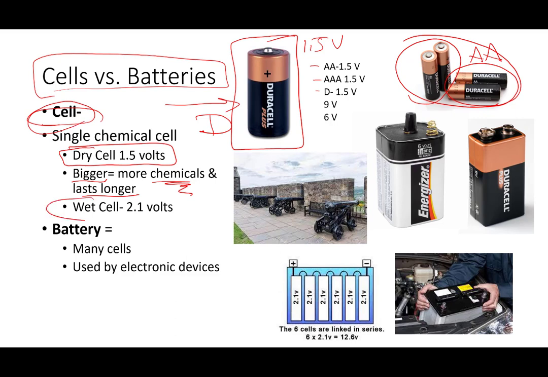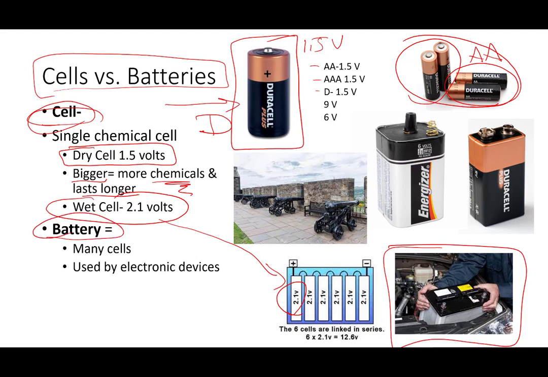A wet cell battery is what you have inside of your car. The wet cells commonly have a different chemical reaction that will produce a different electrical potential. Wet cells, each cell will produce on average about 2.1 volts. And in a car battery, you don't just have one cell, you have a battery of them.